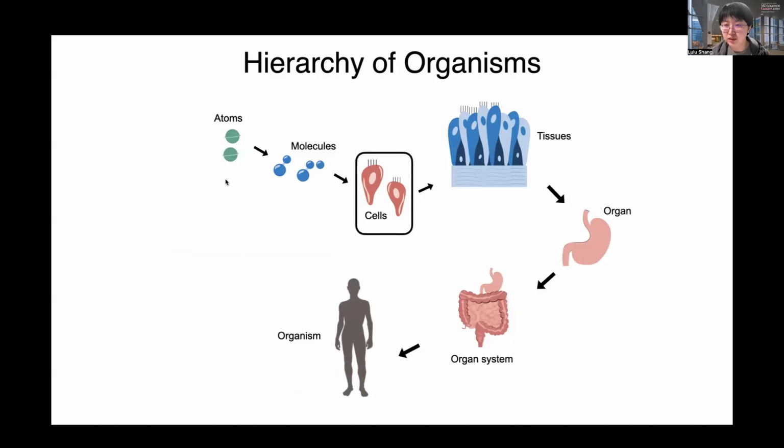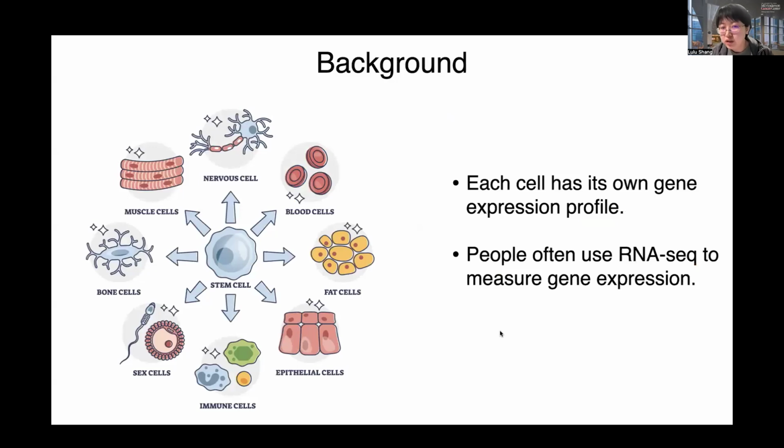Just in case any audience may not be very familiar with spatial omics, I will first do a brief introduction about the background. We know that cells are the essential building block of the human body. From cells, we can build up tissues, and we can assemble tissues into organs, then we have the organ system, and finally the human being. Each cell has its own gene expression profile. We have many different types of cells in the human body, and each type has its own marker genes that are highly expressed in that specific kind of cell.